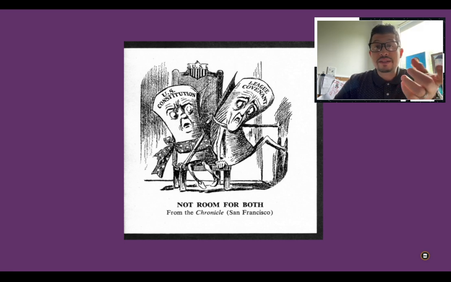The United States Congress is not going to ratify the Treaty of Versailles because they feel like they will lose sovereignty. They feel like they will be dragged into foreign entanglements by signing the covenant of the League of Nations. So by not signing Versailles, they are not allowed to join the League of Nations. That's what this cartoon represents.